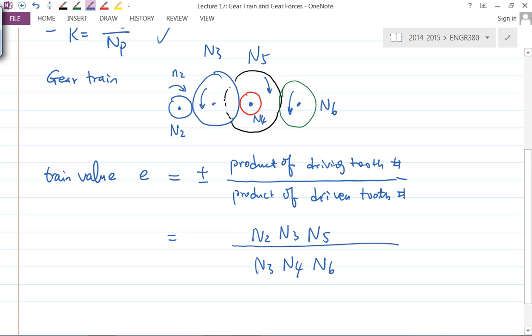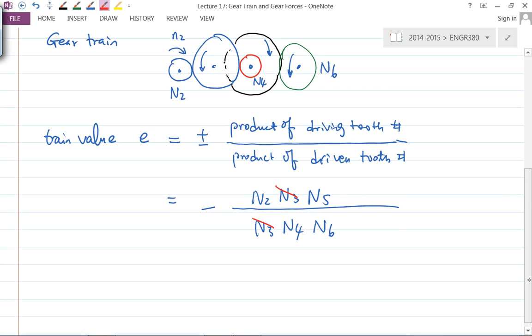What about the positive and negative? That is determined by the direction of rotation in terms of input and output. So in this case, input this direction, output this direction, so we'll put a negative here. And actually you can cancel these two out, right? That basically is going to be your train value.